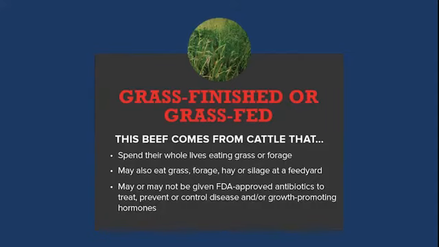Additional terminology include grass finished or grass fed. This beef comes from cattle that spend their whole life eating grass or forage. May also eat grass, forage, hay, or silage at the feed yard. May or may not have been given FDA-approved antibiotics to treat, prevent, or control disease and or growth-promoting hormones.